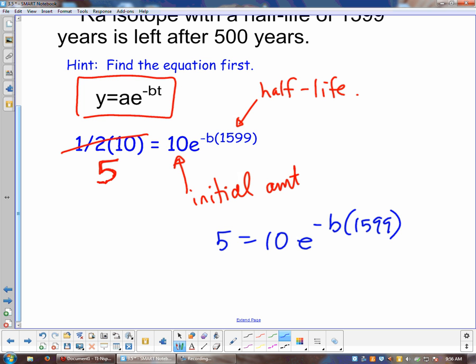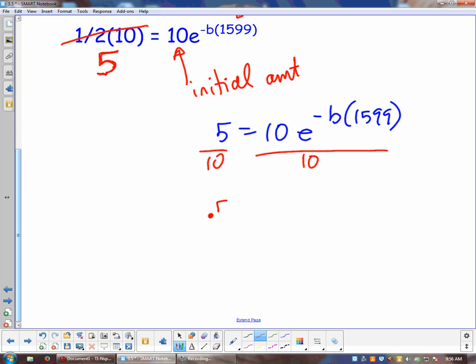No, we have to solve for b. So we're not plugging into a calculator. Perfect. So let's divide both sides by 10. So we're going to get 0.5 or 1/2 equals e to the negative b times 1,599.